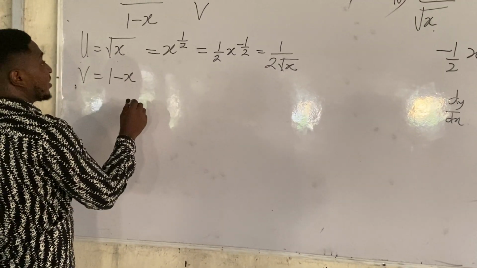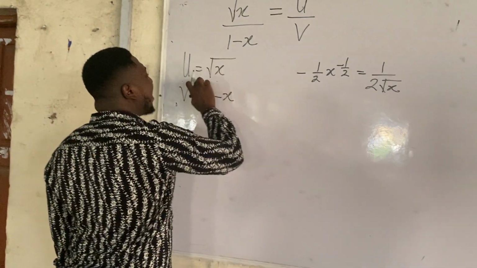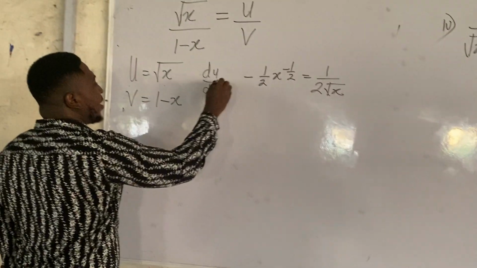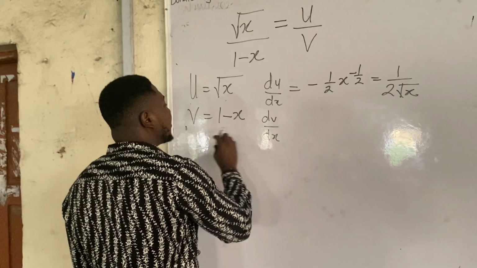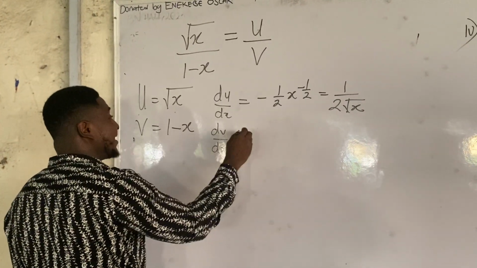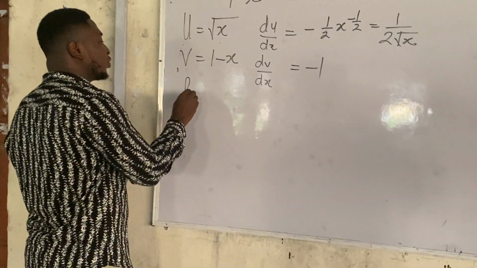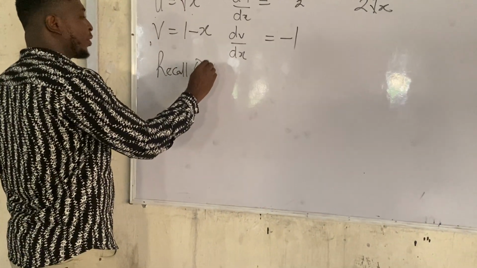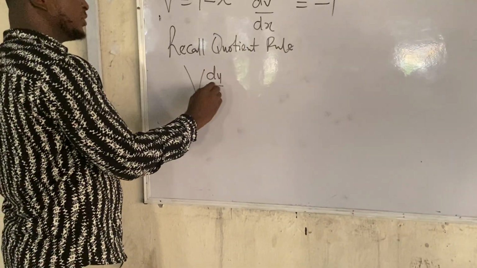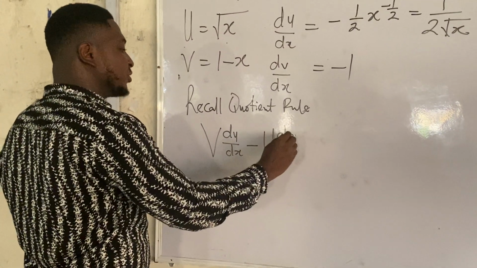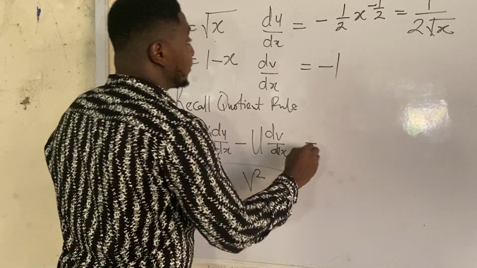Differentiating u means you are looking for du/dx, so differentiate root x and you land there. dv/dx means differentiate v. Differentiate 1 is 0, minus x is minus 1. So dv/dx is minus 1. Now recall the quotient rule. Who remembers the quotient rule formula? Thank you. v du/dx minus u dv/dx, all over v squared. All over v. Who is v? 1 minus x.